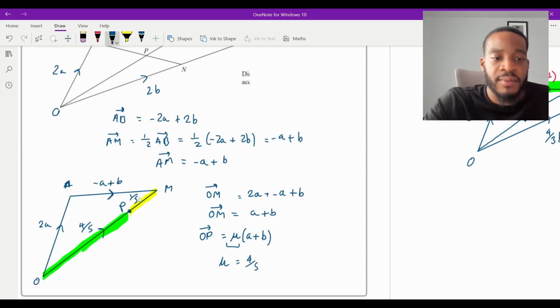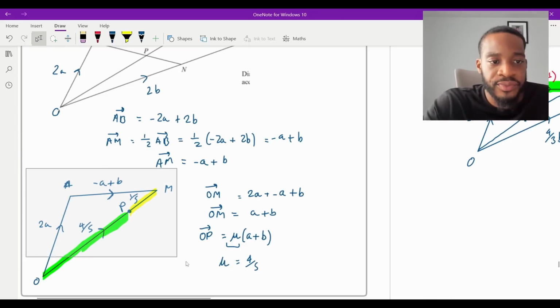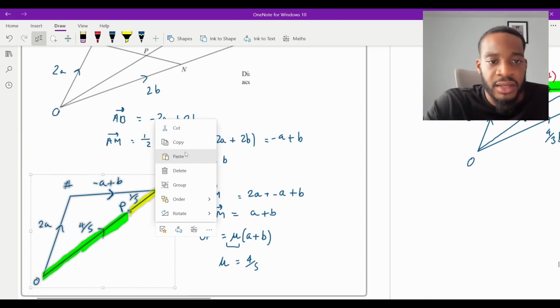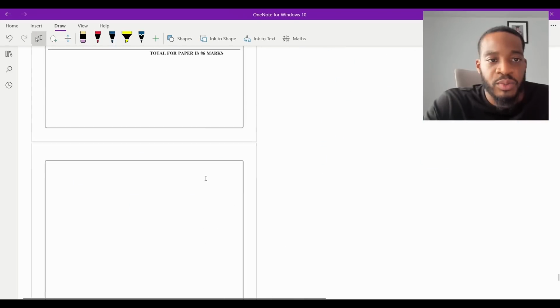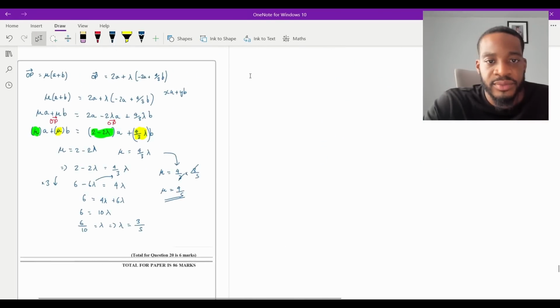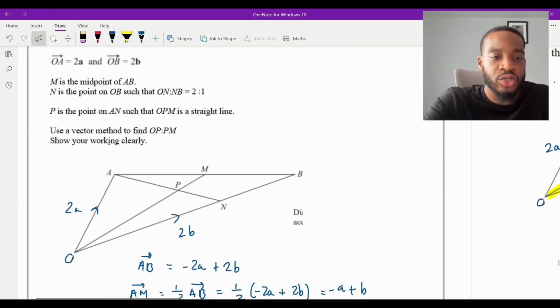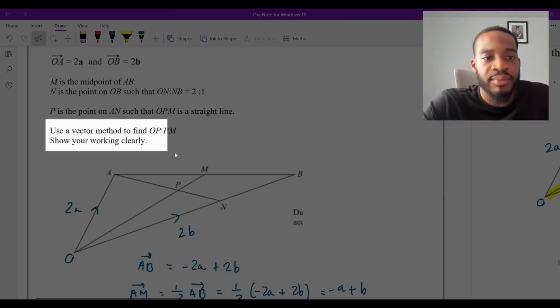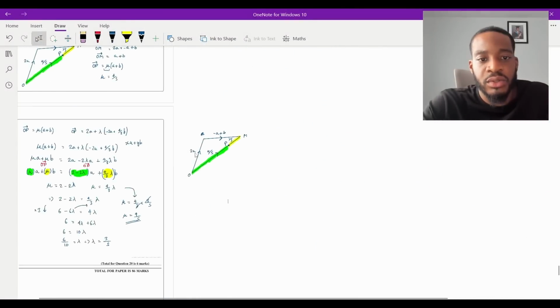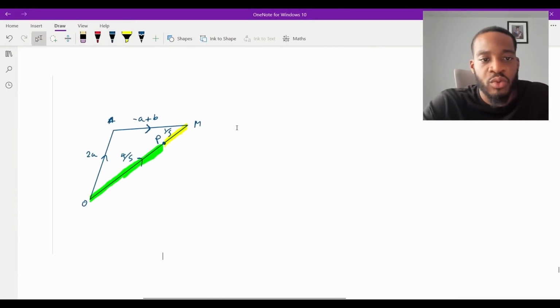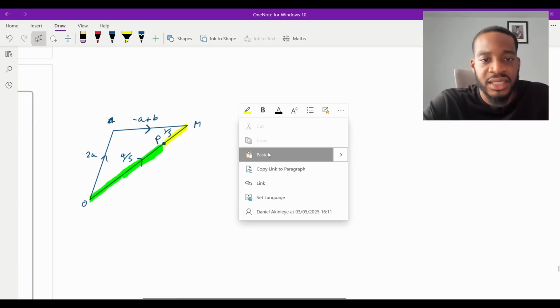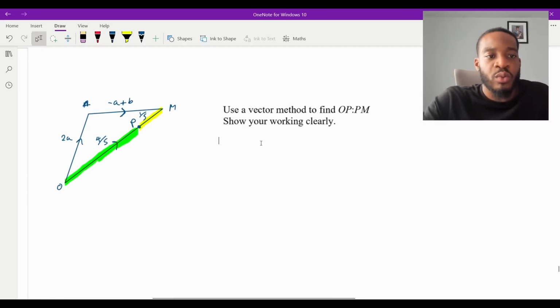So the question, let me get this diagram again because we're pretty much done. Copy that there, and I'll just do it here. So this is where we're at. We now know what the fractions are for each side. What did the question ask us for? It says use a vector method to find the ratio of O to P and P to M. So now, if I look here, we now know that mu was 4/5, which means that that side is going to be 1/5.